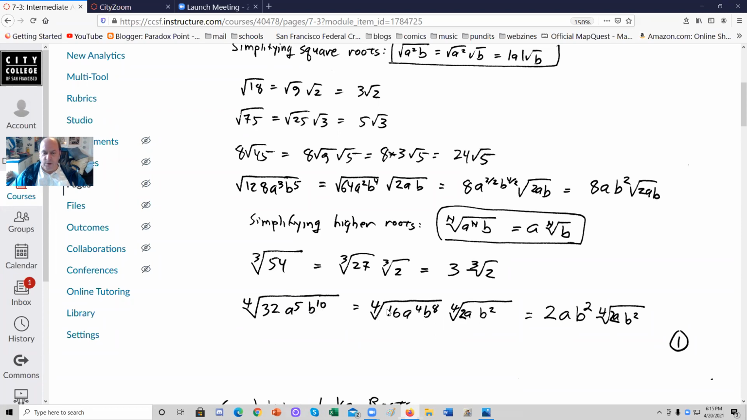Now, the fourth root of 16 is 2. The fourth root of a to the 4th is a. The fourth root of b to the 8th is b to the 4th, which is b squared.